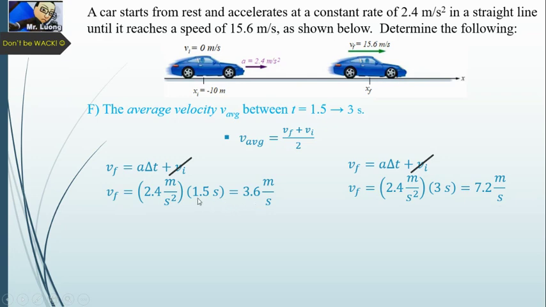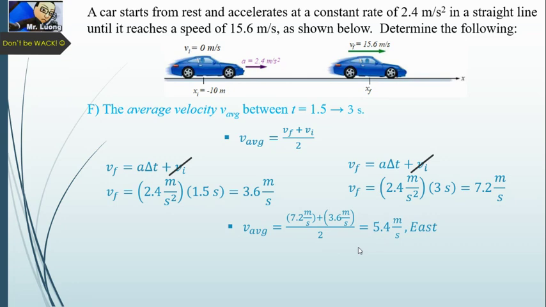So at 1.5 seconds, the object is moving at a rate of 3.6. At 3 seconds, it is moving at a rate of 7.2. So I can just plug in these values. My VF being 7.2, my VI for this problem being 3.6. Okay, again, VI is not 0 because the problem didn't start at 0 seconds, it starts at 1.5 seconds. So you need to find out how fast the object is moving at 1.5 seconds, and that value is now your initial. So 7.2 is my final, 3.6 is my initial, divided by 2, which is part of the function, and you should get 5.4 meters per second.